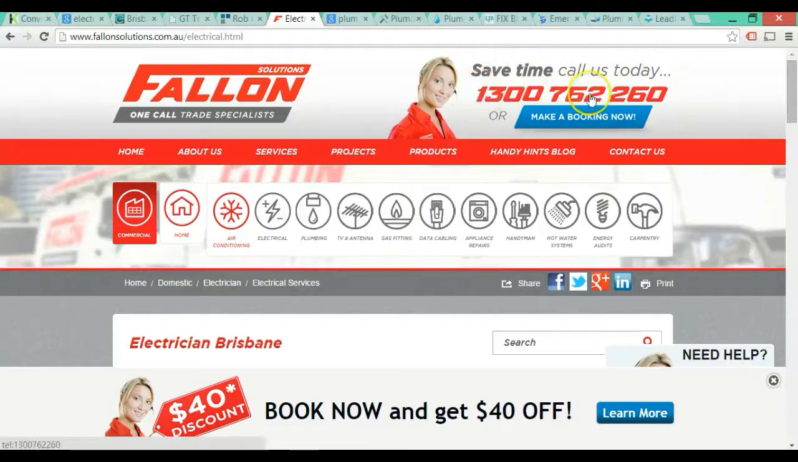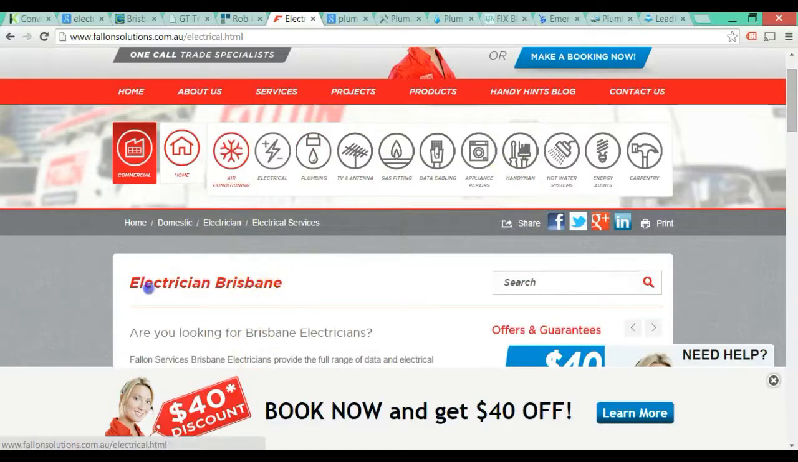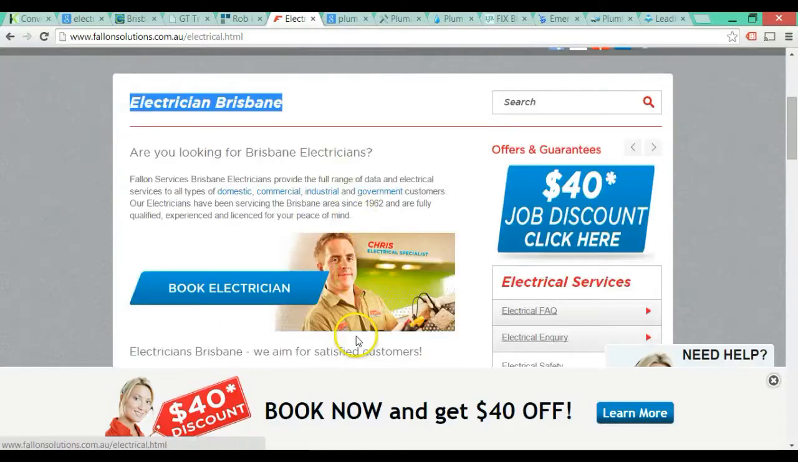Save time, call us today. A reason to call. It's not just a phone number, and this is fantastic. Make a booking. So you've got a phone number and another call to action straight away. Really good. I like these icons, and it's really simple. It's not confusing in any way. Okay, what do I need? I need a plumber. I need gas fitting. I need this. Click on what you need. Really good. Bit of SEO work there.